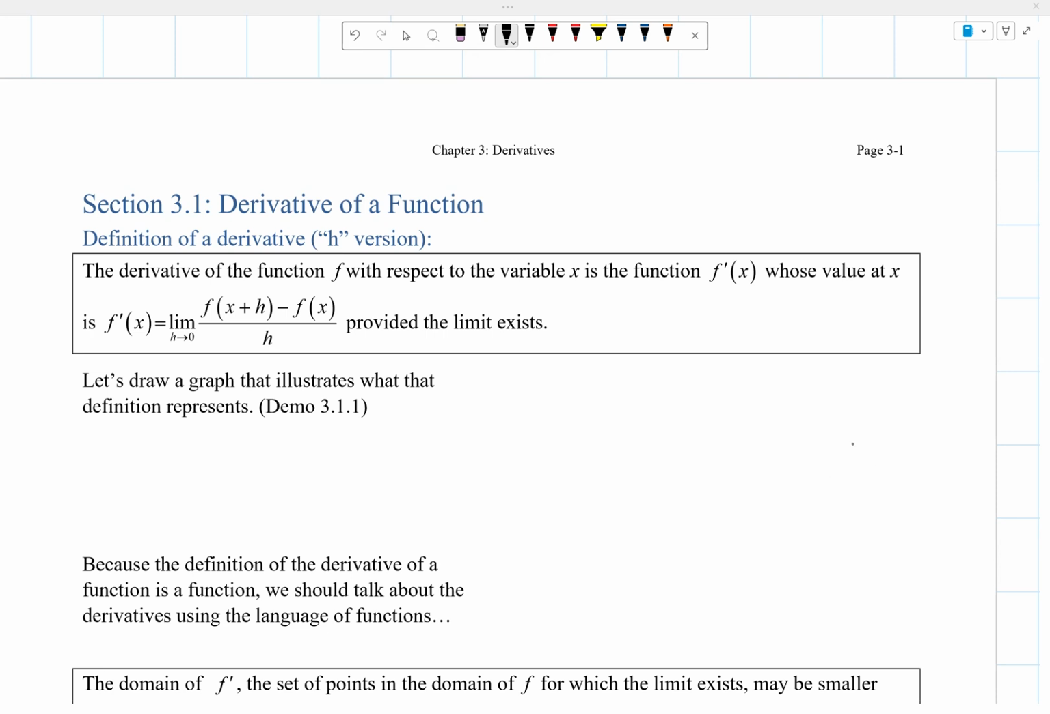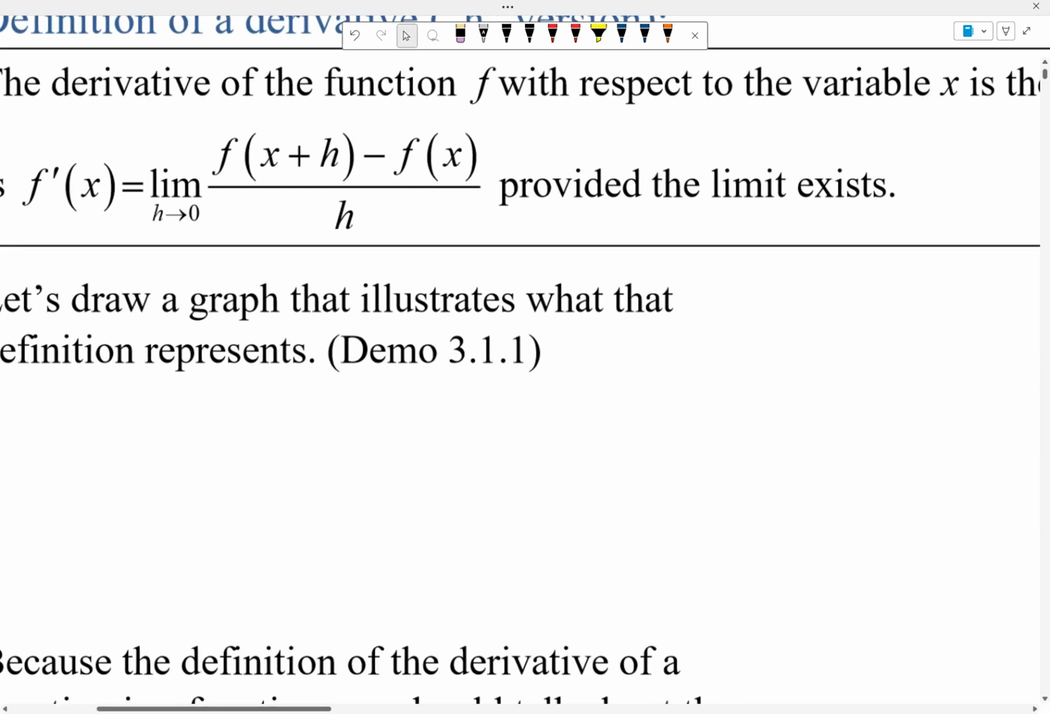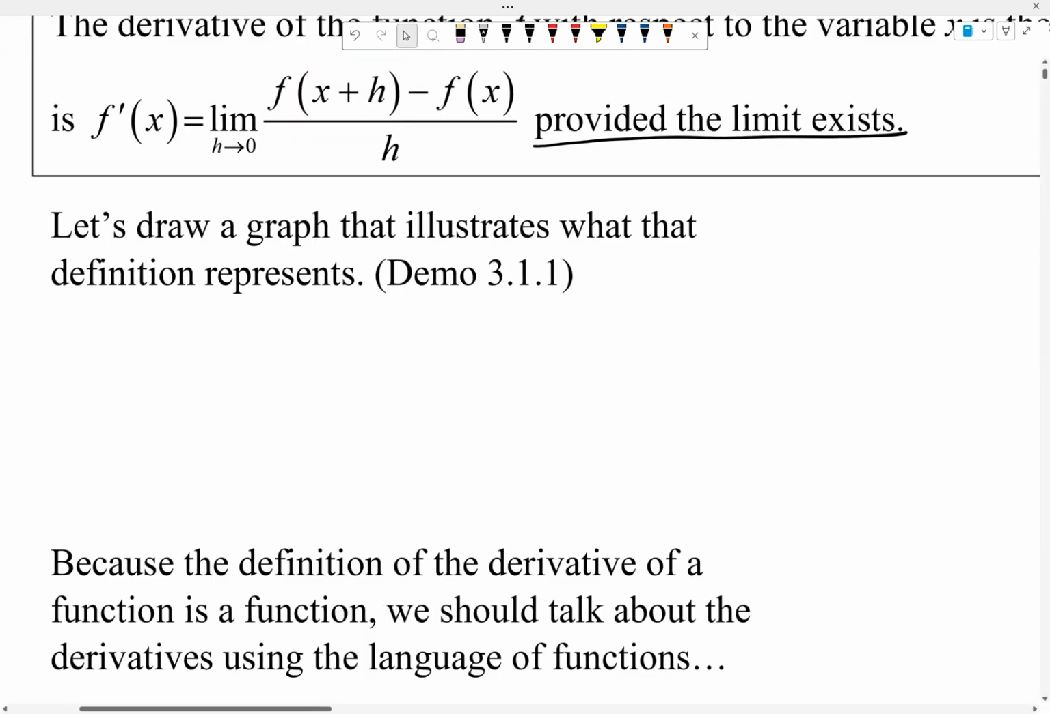Okay, so here's a recording of the lecture that goes along with section 3.1 about the derivative of a function. We start with this definition of the derivative function: the limit as h approaches 0 of f of x plus h minus f of x all over h, provided that the limit exists. We'll talk more about that part later. But let's go into the details of those symbols and figure out what all this means.